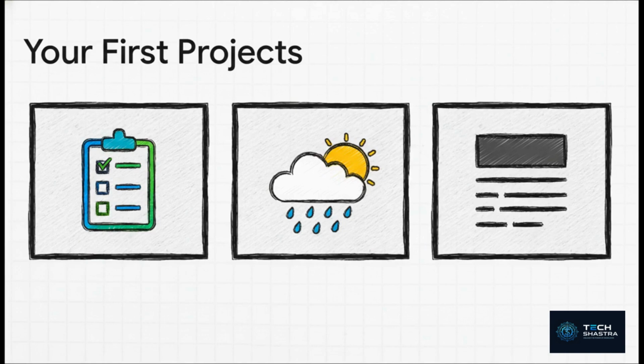After that, building a weather app forces you to learn how to get data from somewhere else on the internet, a critical skill. And finally, a simple blog is where you'll get introduced to routing, which is how you create multi-page experiences in these single-page apps.